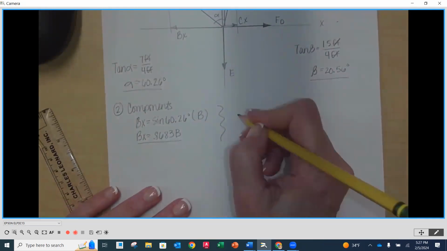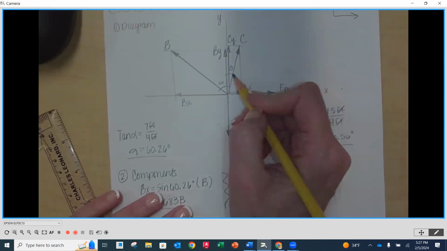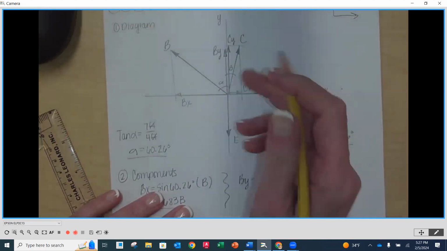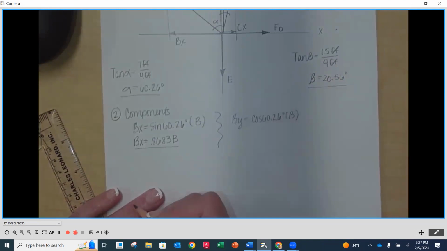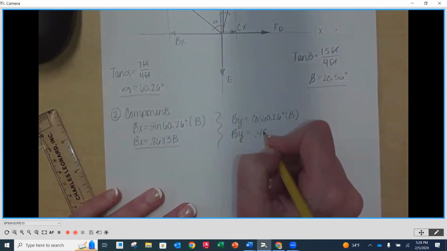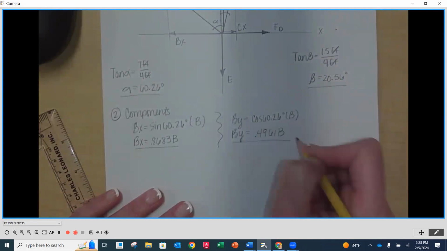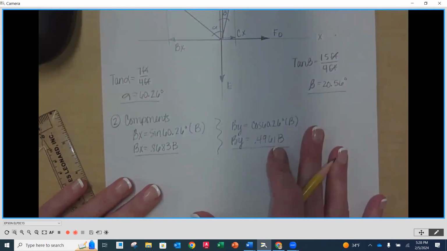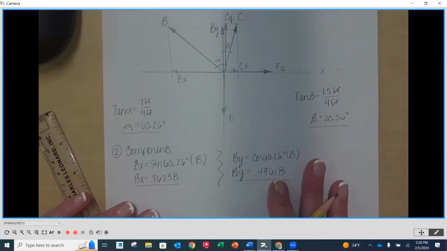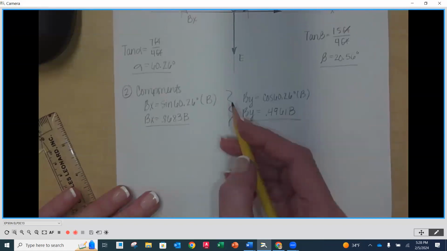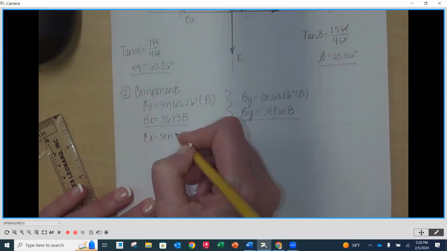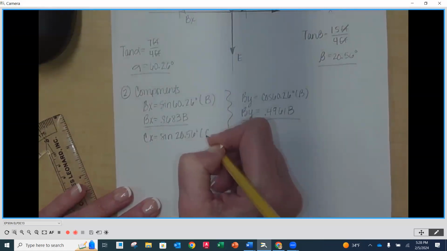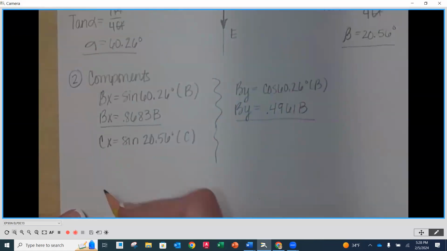So we'll do that very same thing for the Y component. So this time my BY, again, because of that placement of alpha, that's going to be the side adjacent. So that'll be the cosine of 60.26 degrees times B. So BY is 0.4961 B. We'll just leave it right there in that form. And we'll do the very same thing for C. So we'll find CX and CY in terms of their hypotenuse. So go ahead and do that same thing. Watch your angle beta.